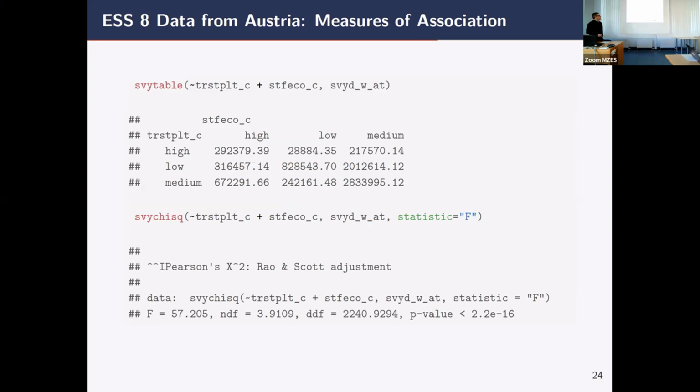Okay, this is just another example of what you can do with the survey package. That's just a table, here the joint distribution, and then I can also do a test of association. I'm using here the F statistic with the Rao-Scott adjustment. That's the default, and this is also a specially adjusted statistic to use the correct number of degrees of freedom that are associated with your complex sampling design.